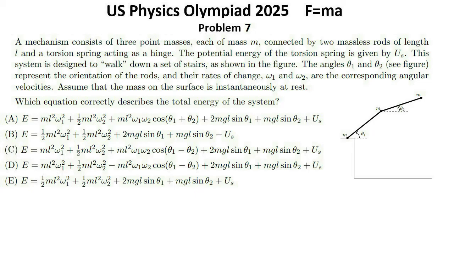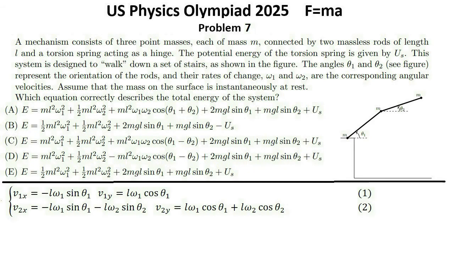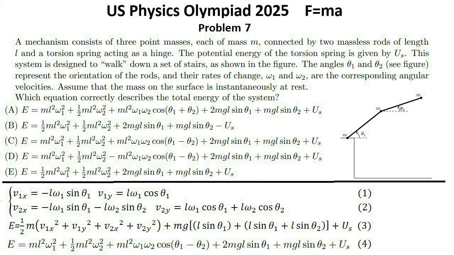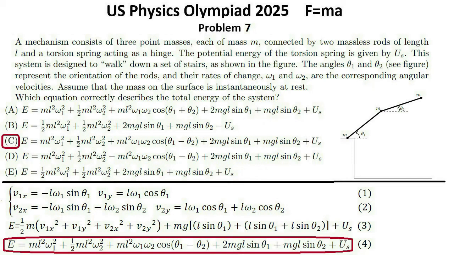Using expressions for velocities and positions, we set up the energy as a sum of kinetic energy, gravitational potential energy, and torsional potential energy terms. Velocities in x and y directions we may represent in expressions 1 and 2. So the total energy E will be expression 3. After calculations we have expression 4, which is answer C. That was the solution for problem number 7.